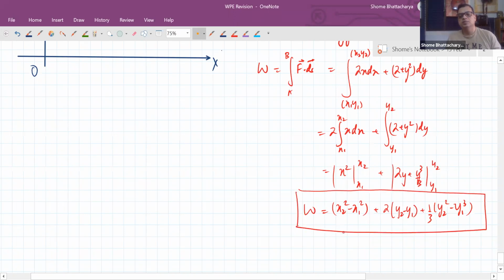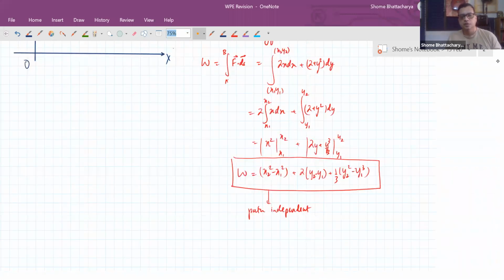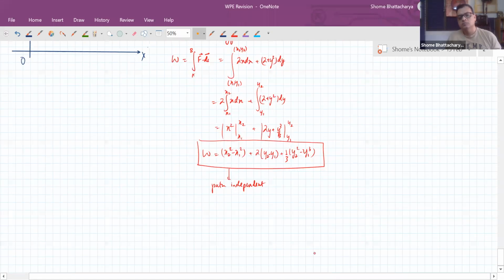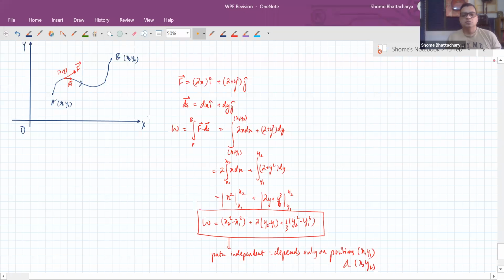So you can see that the expression for work done is path independent because it depends only on the initial and final position. Okay. So this demonstrates that the force is conservative. So this all demonstrates that therefore this particular force is a conservative force.